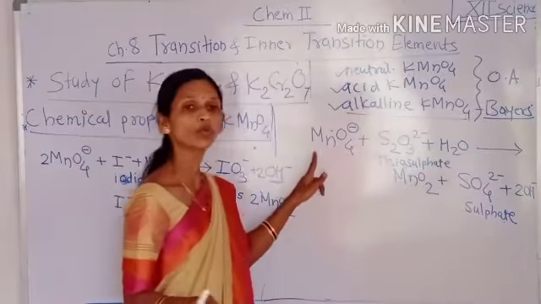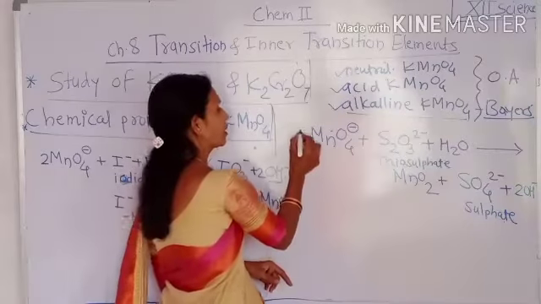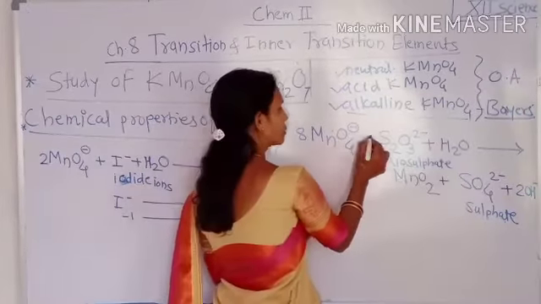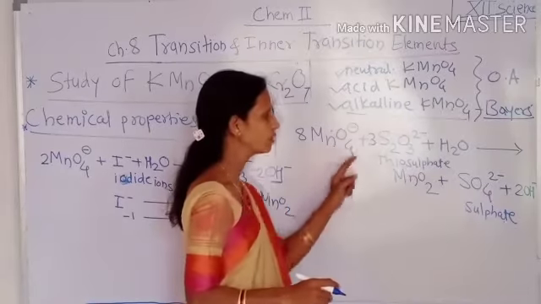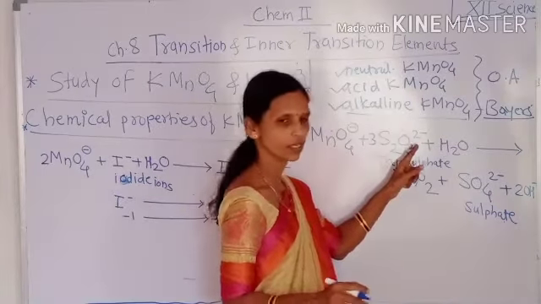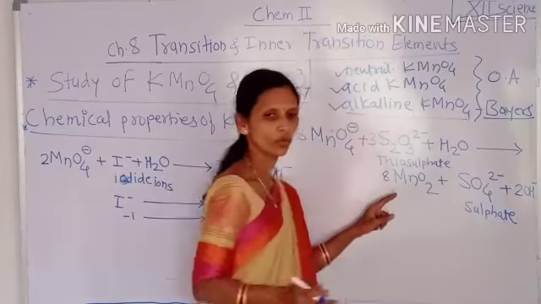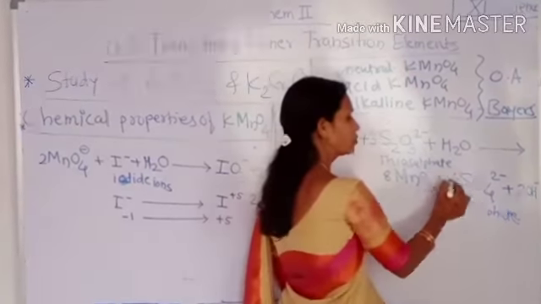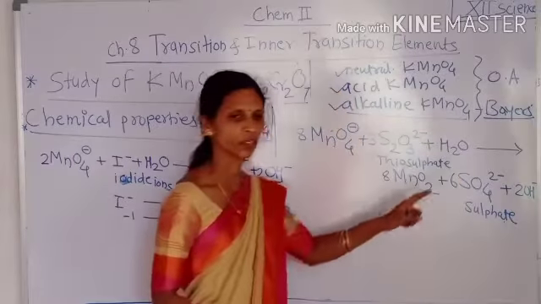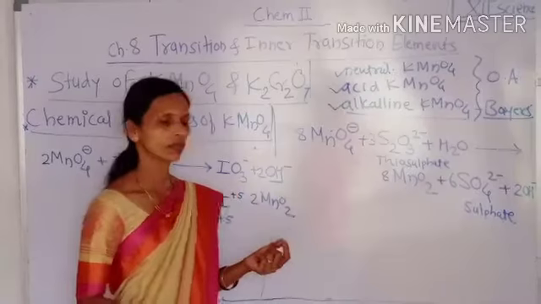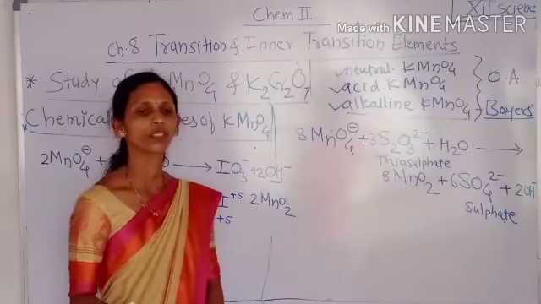Then we have to balance this reaction. Therefore, 8 molecules of MnO4 minus oxidize 3 molecules of thiosulfate ions. It gives 8 molecules of MnO2 and 6 molecules of SO4 2 minus and 2 OH minus ions. Then one more oxidation reaction we discuss here.